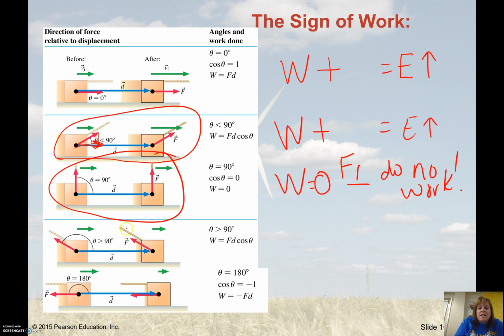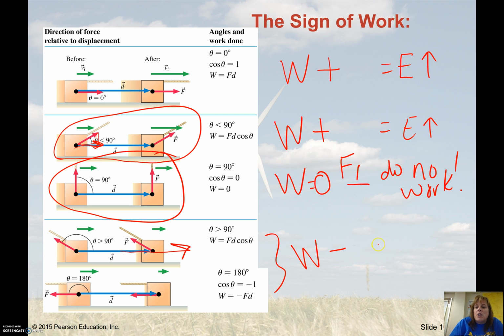If we look at our last two scenarios, you can see that my force arrow is pointing in the opposite direction of the displacement, right? The displacement arrow is in this direction, and my force vectors are opposing that. Here it's at an angle, so the cosine of that, and here it's just opposite. So both of these cases mean that work is negative.